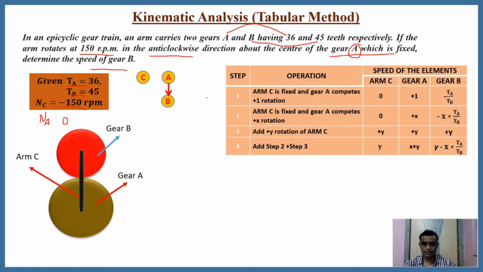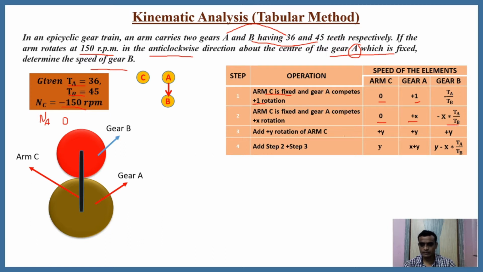Again we have to draw one table, which remains the same. Here we consider the first condition: arm C is fixed and gear A completes plus 1 rotation. Again, nb upon na is equal to ta upon tb, and since gear A completes plus 1 rotation, gear B turns in the opposite, anti-clockwise direction, so nb is equal to minus ta upon tb. Then multiply by x throughout.